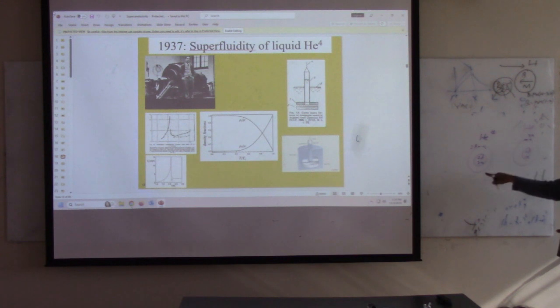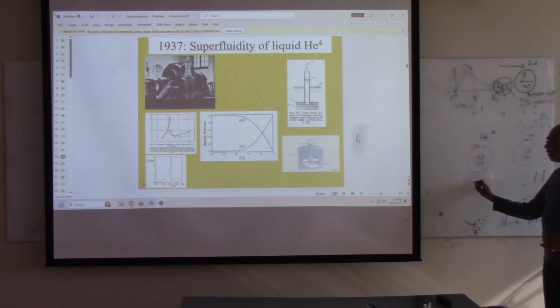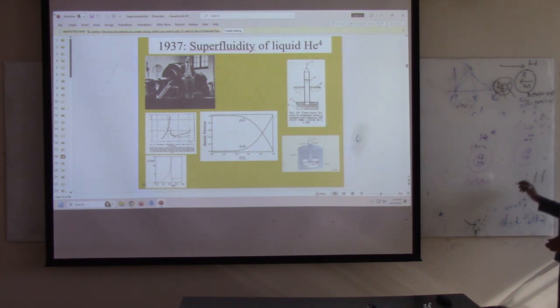So that means this has integer spin. This one has half spin, right? So this is basically a boson. This is a fermion. If this is a boson, we know that's easy to condense, right? To get to the superfluidity, then Bose-Einstein condensation, all the things.